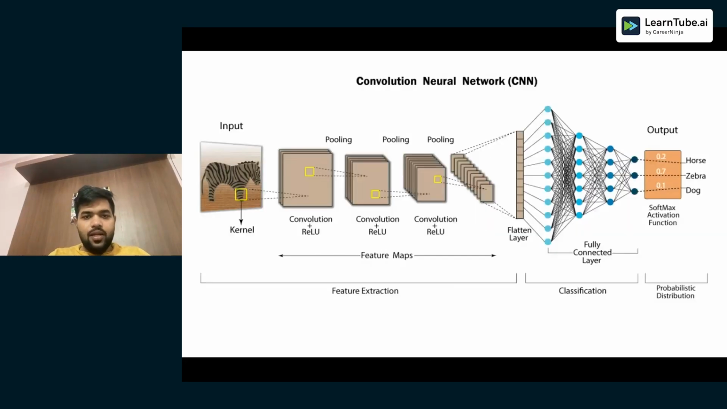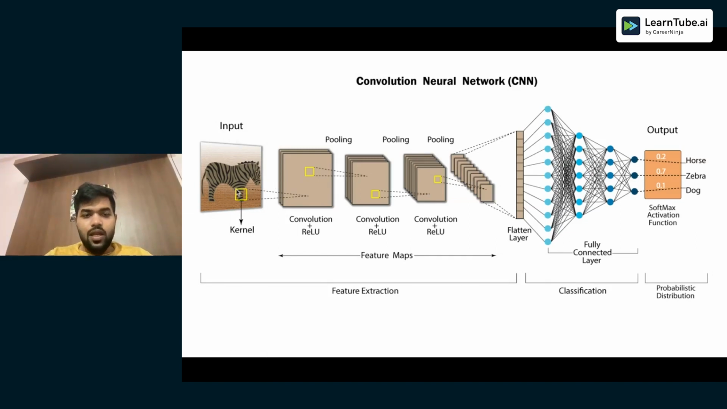Now comes the first part, that is your convolution neural network. So what happens inside a convolution neural network that we'd like to understand? It is basically an image where you have kernels. So your kernels are basically these. Suppose you have an image of a zebra over here.